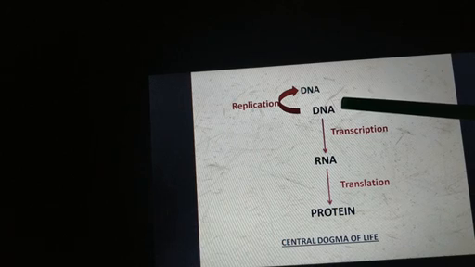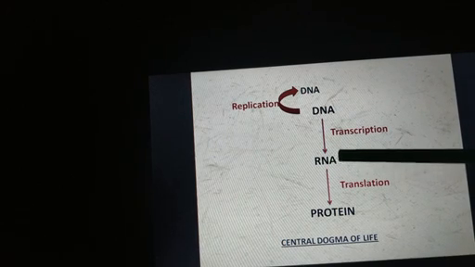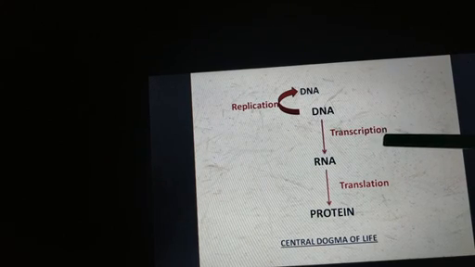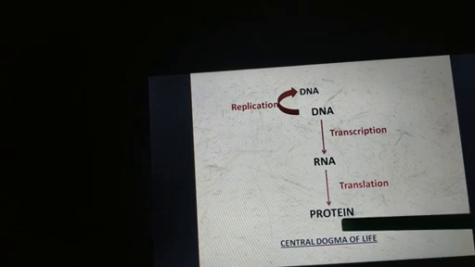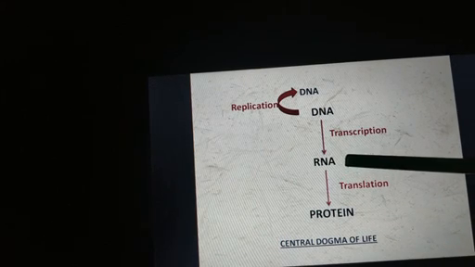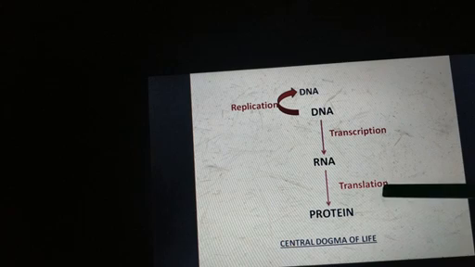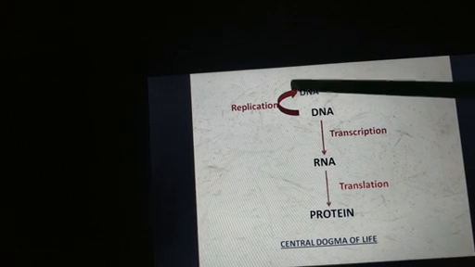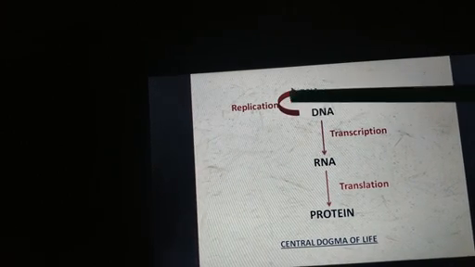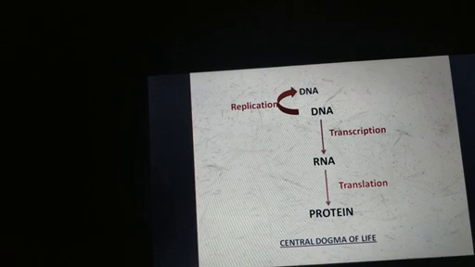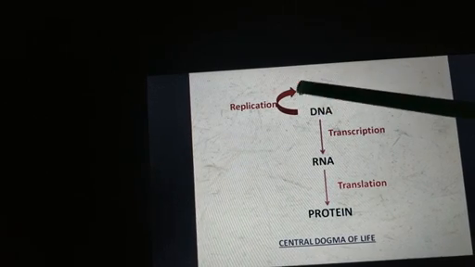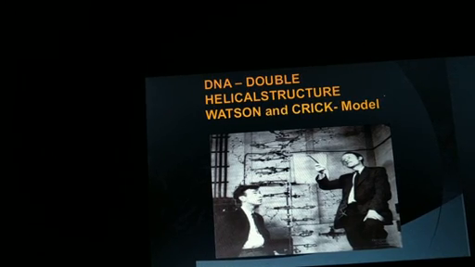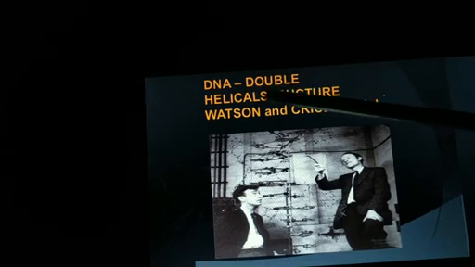Then from DNA to RNA, the formation of RNA from DNA, the process is called transcription. And the formation of protein from RNA, the process is called translation. So we will discuss all three in this chapter. First we will begin with replication, that is formation of DNA to DNA. So before starting with the process, let us know a little bit about DNA.